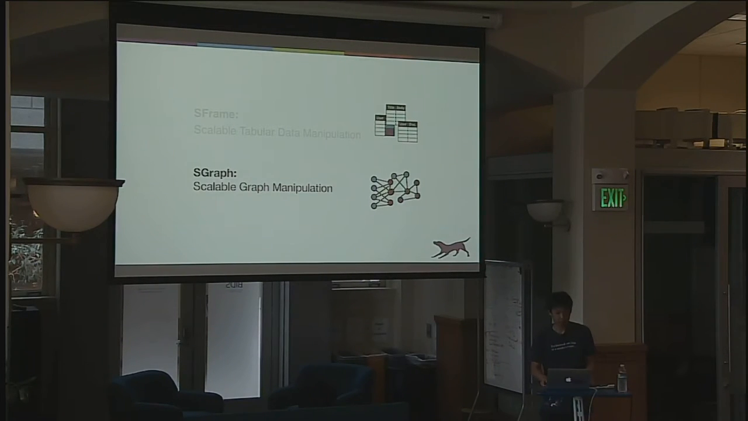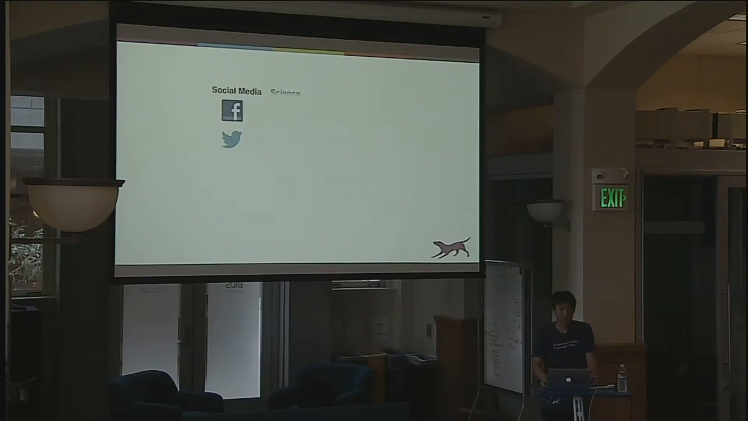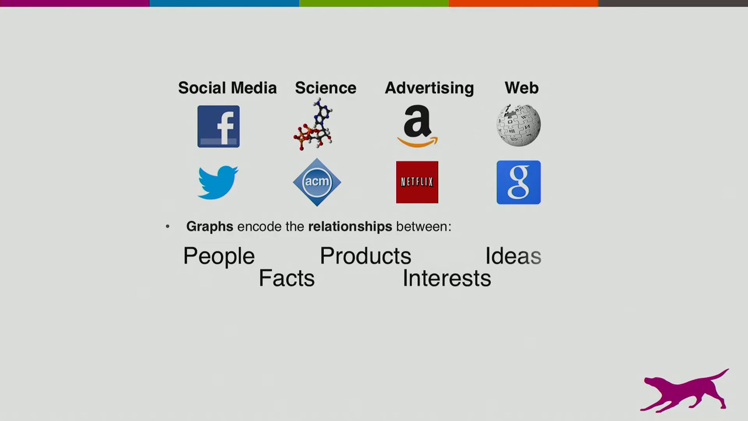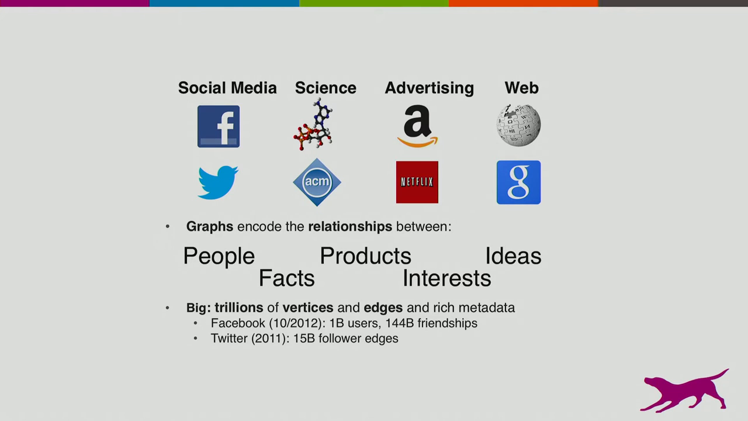Okay, let's talk about graph. Tables are not the only data format you would encounter in analysis. Graph is becoming more and more popular thanks to social networks. Graphs encode relationships between people, facts, products, interests, and ideas. Graphs can be really big. For instance, in 2012, Facebook had 1 billion users and 144 billion friendships. Twitter had 15 billion follower edges.